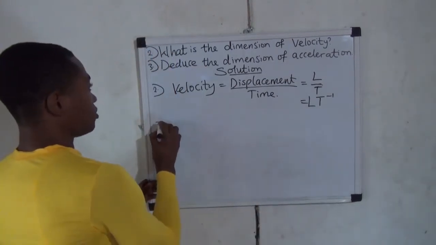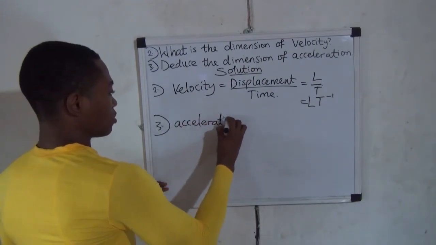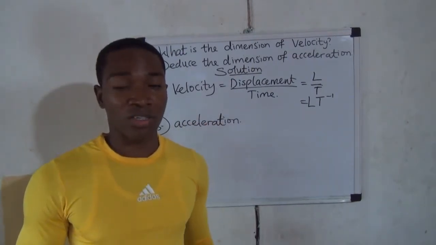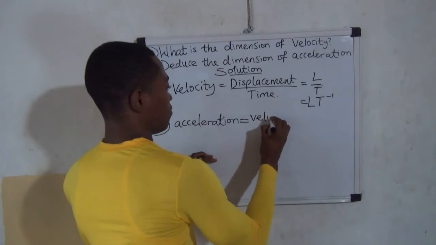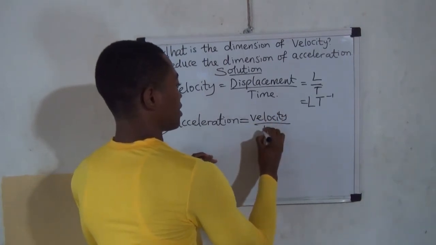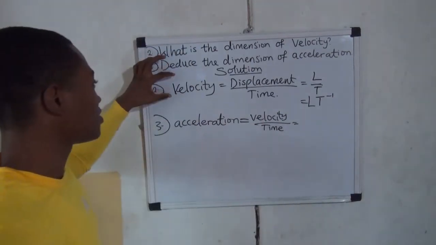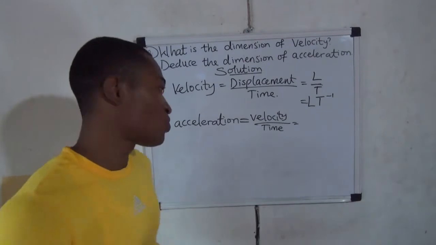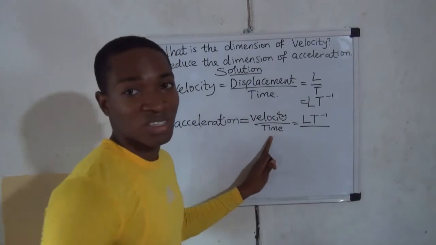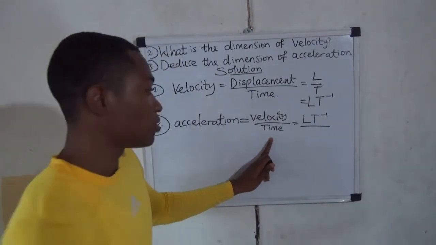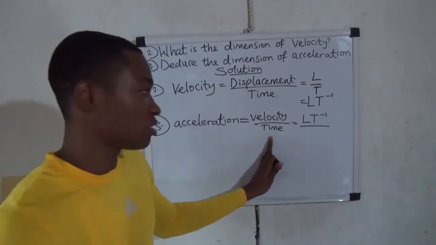The third example is acceleration. What's the formula for acceleration? Acceleration is equal to velocity divided by time. What is the dimension of velocity? We already have velocity as L T raised to the power of minus 1. So we have L T raised to the power of minus 1 divided by the dimension of time. Second is the unit of time; the dimension of time is T.